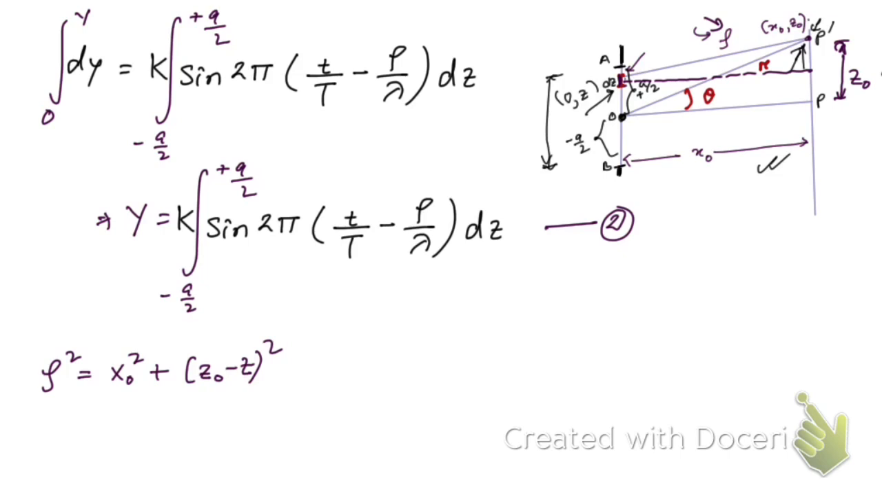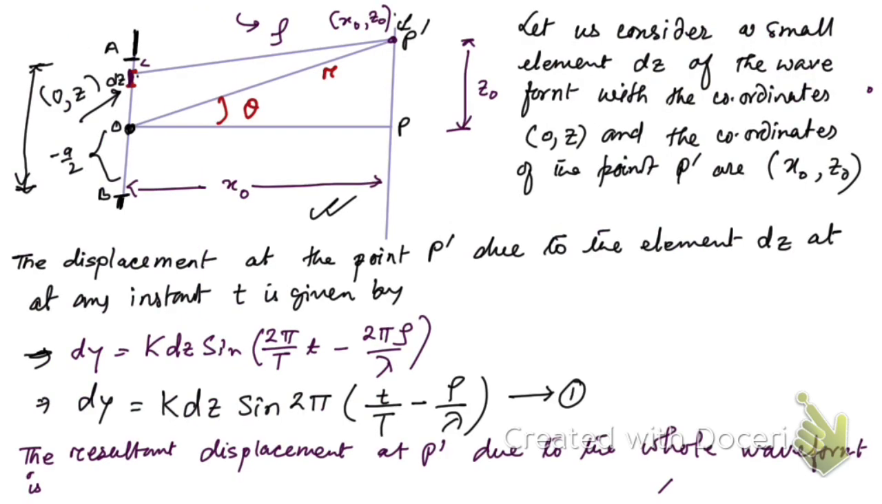Here one more thing. We have considered this distance, from O to P dash, as r. We have already considered that, right? OP dash is equal to r. Let's mention that one as well. Now from this triangle, this part is z naught, and this is x naught. We can write r square is equal to x naught square plus z naught square, right? Hope you have understood this.